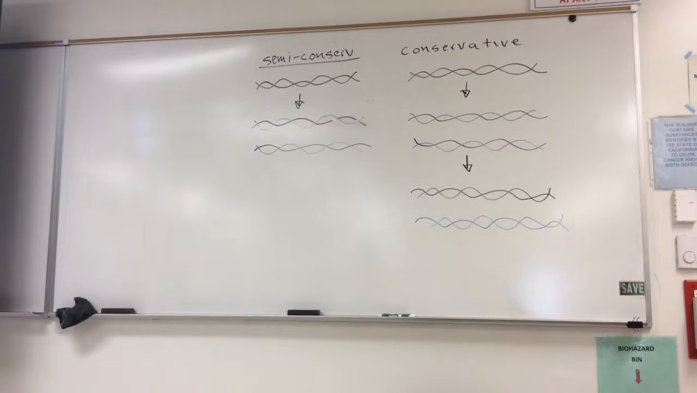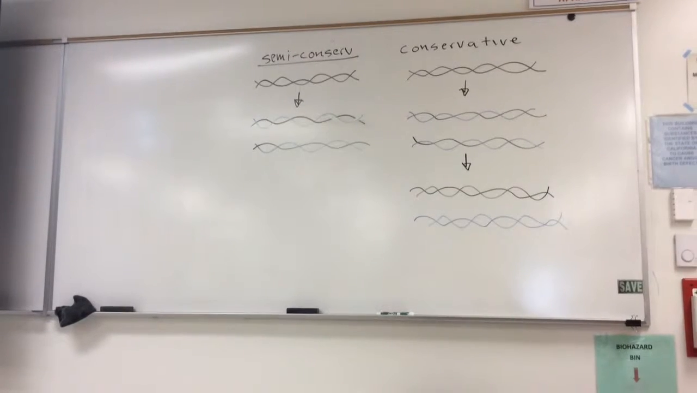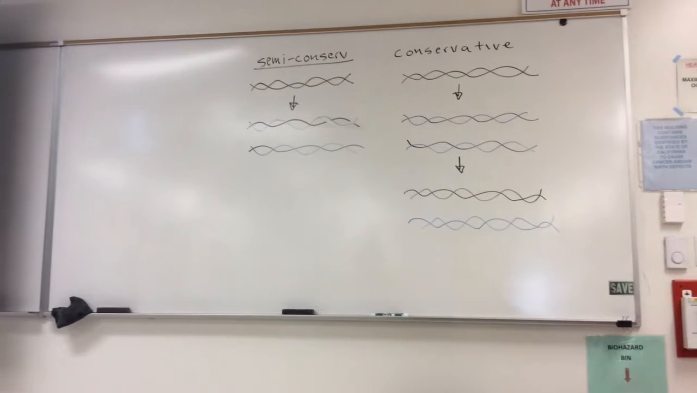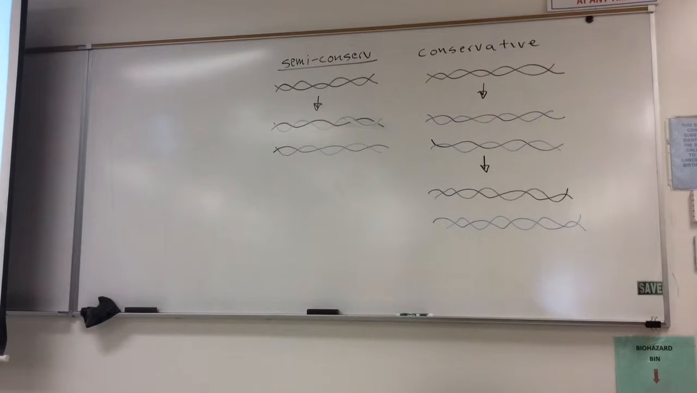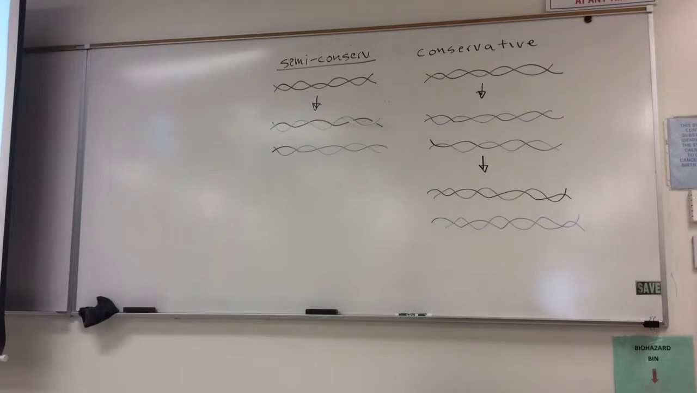Anybody want to try to explain the difference between them and why you might hypothesize one might be preferable to the other? I would just think that the semi-conservative is probably more logical, just there's less steps involved. Yeah. Just because it can be explained how it works.